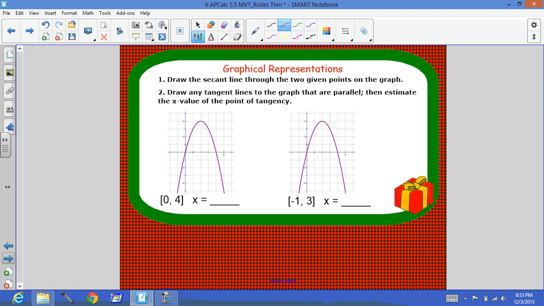I'm going to let y'all look at these two right here. Somebody be prepared. I'm going to call you up to do those tomorrow in class.